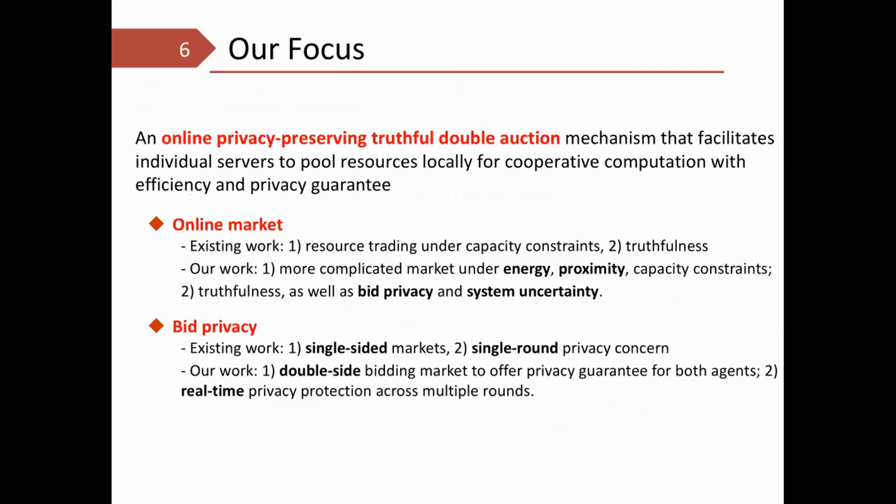For these reasons, we try to develop an online privacy-preserving double auction mechanism to facilitate dynamic resource allocation at the edge. Different from existing online market schemes designed for truthful resource trading, we consider a more complicated market under energy, proximity, and capacity constraints. Besides truthfulness, we also address the issues of privacy leakage and system uncertainty. On the other hand, existing works on bid privacy mostly assume single-sided markets or only achieve single-round differential privacy, while we consider a double-sided market to offer privacy guarantees for both agents and also provide real-time privacy protection across multiple rounds.